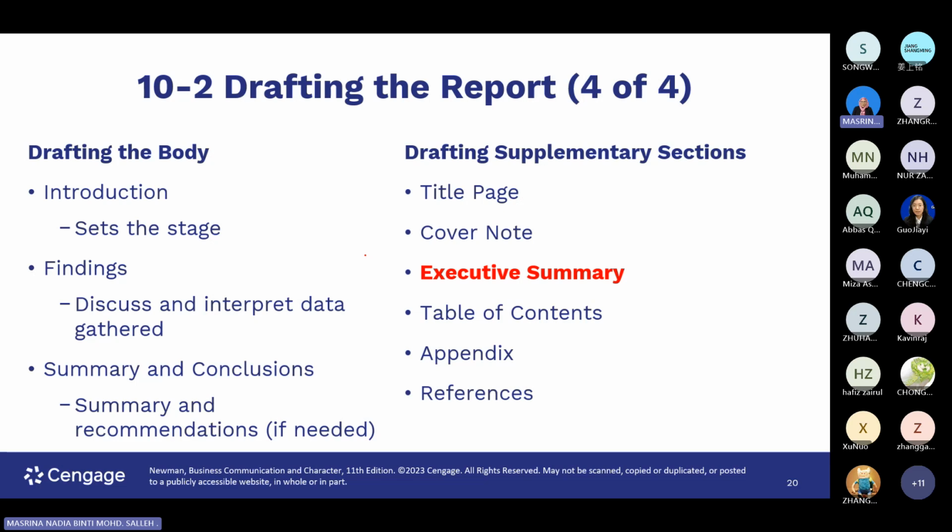These are the things that I mentioned. Start with the title page. If you have a cover note, a summary, or a table of contents, include them. If you have some attachments, put them in the appendix. And last is the references.